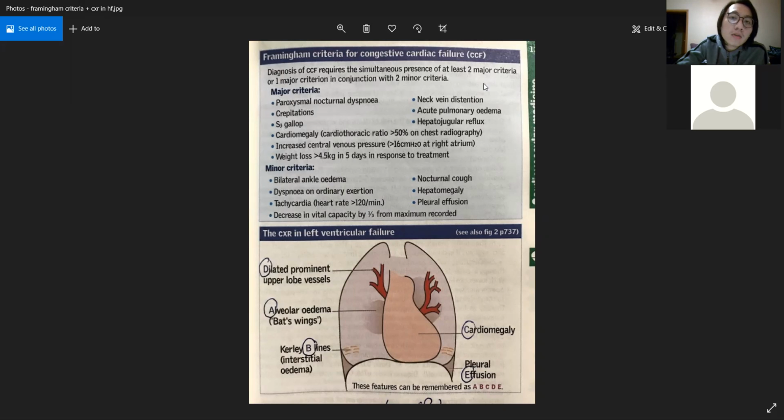And you see all of this. We know that all of them are signs of heart failure, but we might not know which ones are major and which ones are minor. So you look up your Framingham's criteria to know which one is major and which one is minor, to be sure that what you're looking at is actually your congestive heart failure.